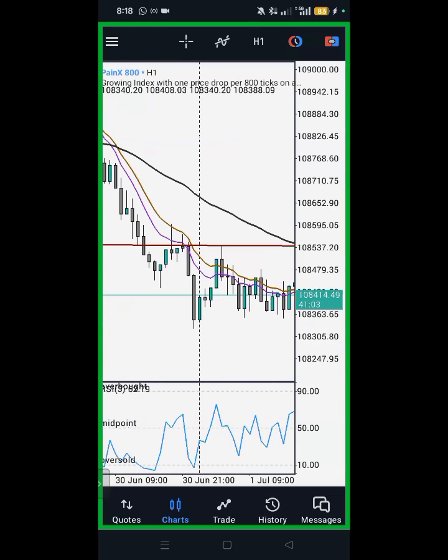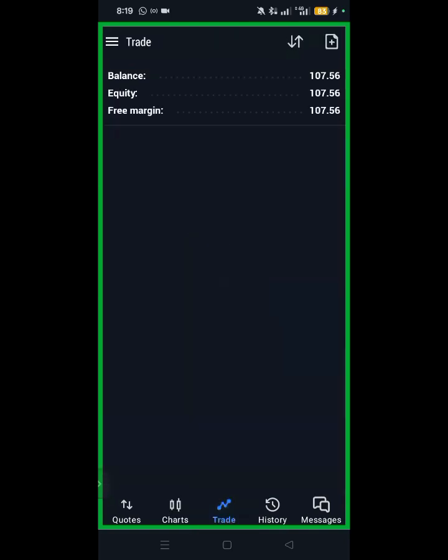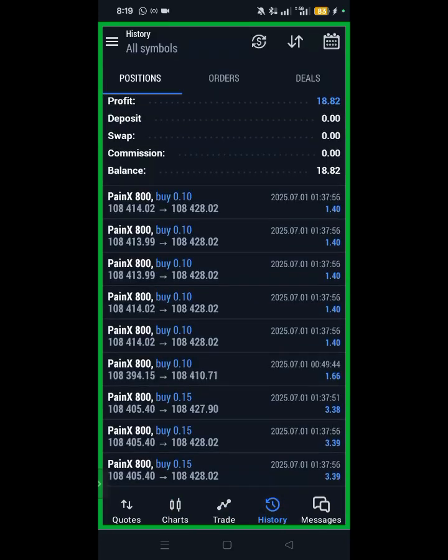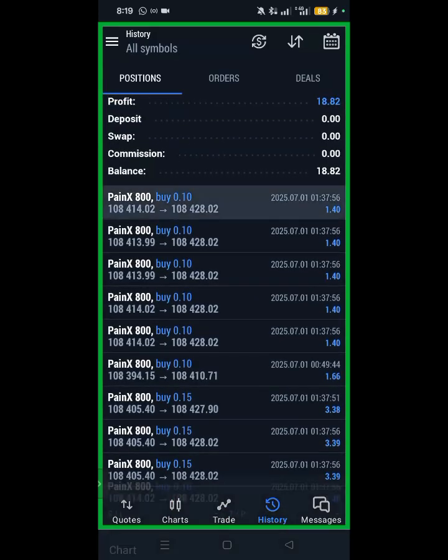I entered a trade from here, and I told us that if you get to this point, the market will now crash. If you remember, my account balance as of yesterday was $98. You can see it's now $1,007. Now, to confirm that, we go to history. This is PenX, the trade I entered. I made $18.